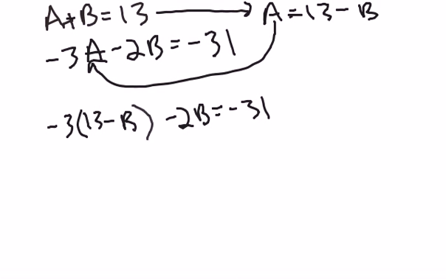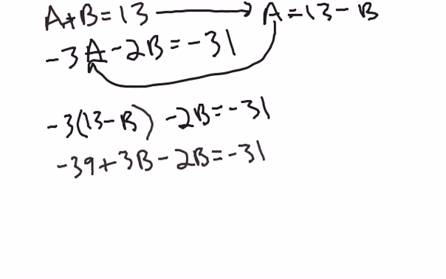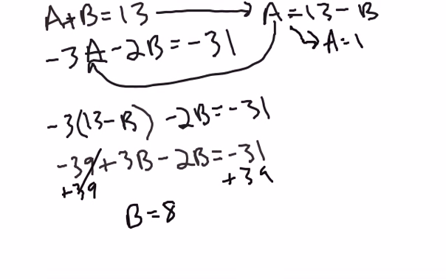A little bit nicer. There you go. Distribute the negative 3. So negative 39 plus 3b minus 2b is negative 31. These two combined give me 1b, and I can add 39 to the other side. So b equals 8, which now if I go up here, I have a is 13 minus 8, so a is 5. So my final answer is as follows.